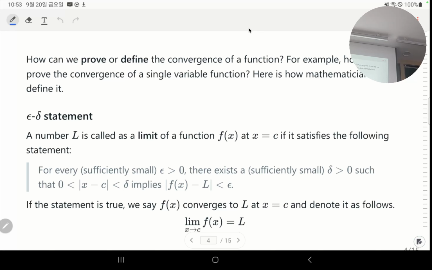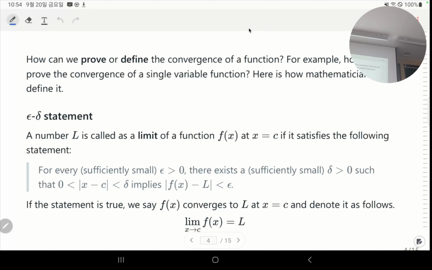First, let's look at the epsilon delta statement for the single variable case. It says a number L is called the limit of function f at a certain point c if it satisfies this statement. So read carefully with me. For every sufficiently small epsilon, which is positive, there exists delta such that if x minus c is not equal to 0 but less than delta, it implies that |f(x) minus L| is less than epsilon.